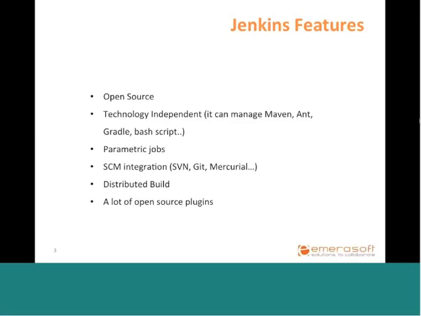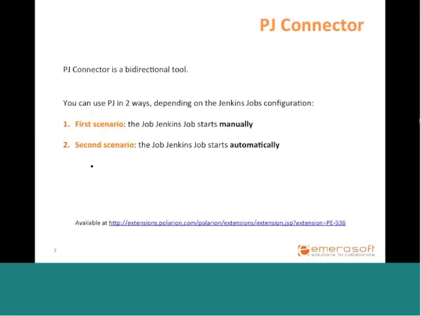The PJ connector is a bidirectional tool between Polarion and Jenkins, of course, and you can use it in two ways, depending on the Jenkins job configuration. You can have a job configured to start manually, or you can have a job start automatically. In this last way, the job can start with a cron expression or by polling a repository directory. It is already available on the POP at the link below.